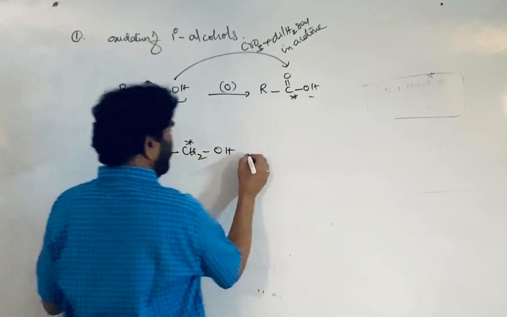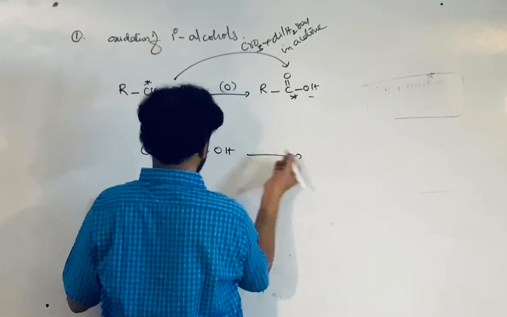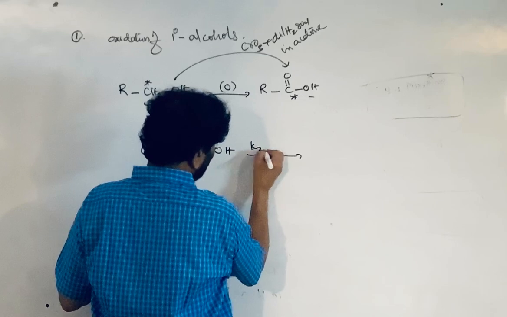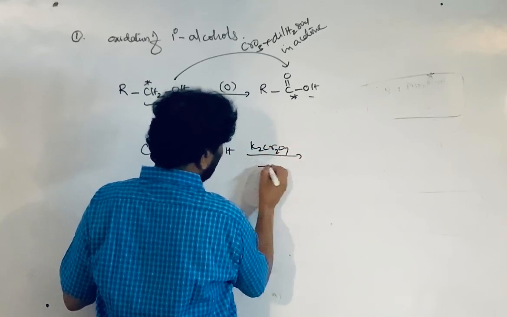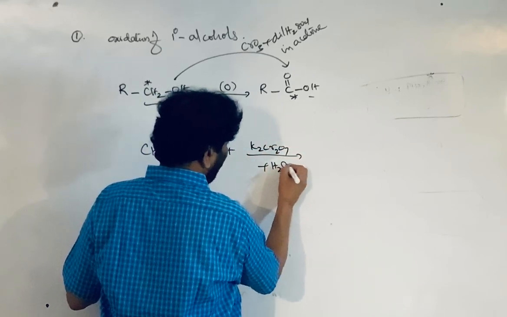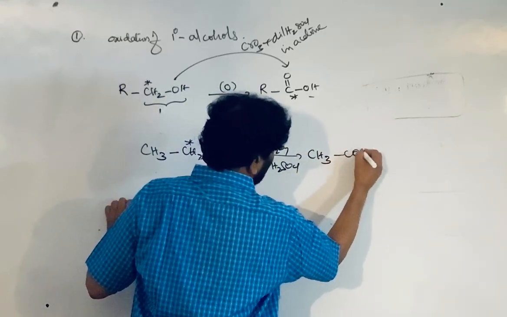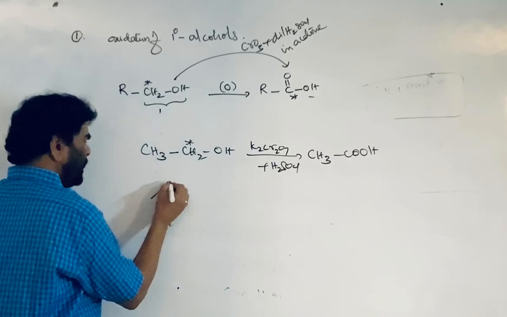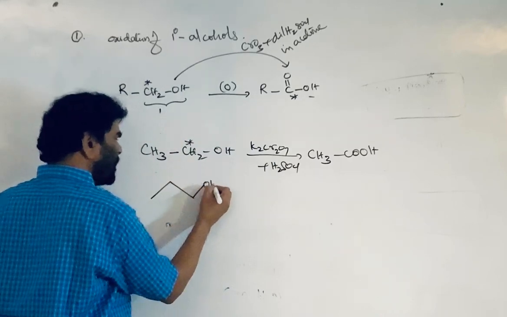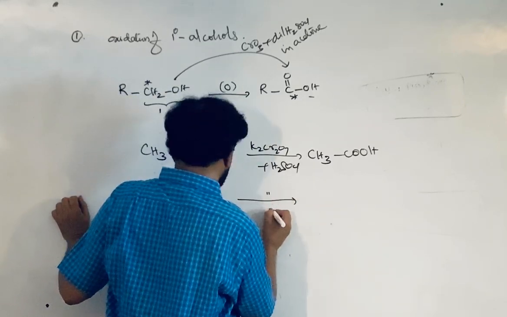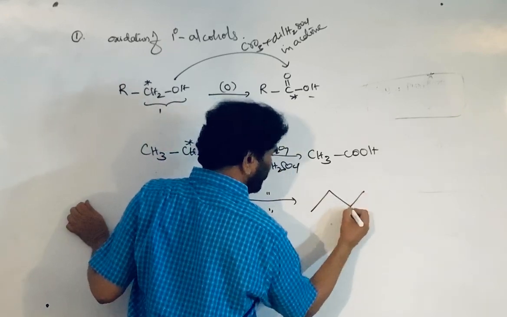This is any one of the reagents, that is K2Cr2O7 plus H2SO4 or KMnO4. This is converted into the carboxylic acid. This is 1-propanol, a primary alcohol. When subjected to this, it is converted into this one.